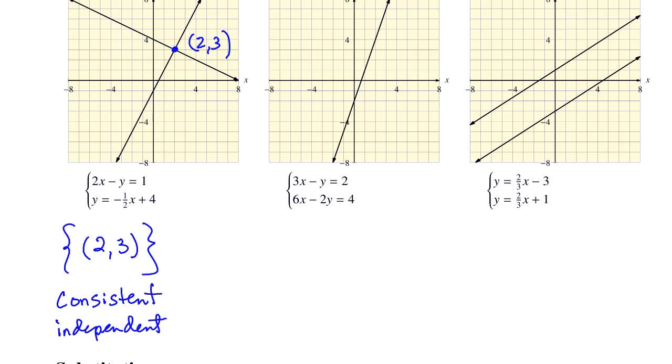All right, in the second one, we have 3x minus y equals 2 and 6x minus 2y equals 4. We've graphed both of those on the grid, and they overlap completely. They are, in fact, the same line.